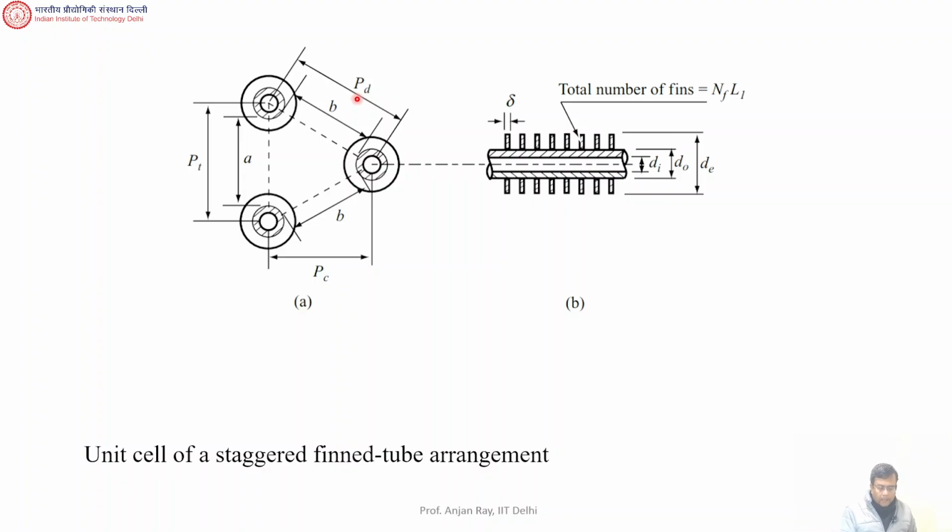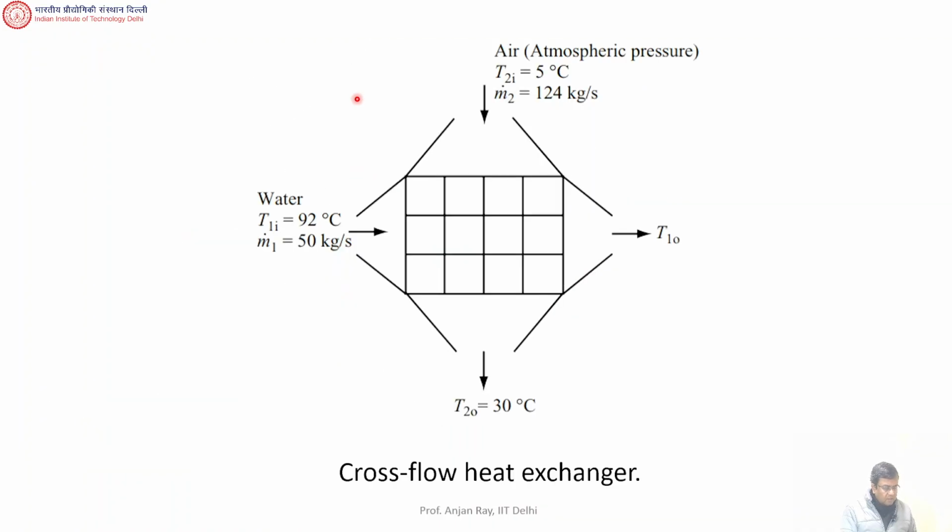Now, what are the temperatures that we know? We know these temperatures. So this is air coming at 5 degrees. Air will go out at 30 degrees. And water is coming in at 92 degrees. We don't know at what temperature the water is going to go out. Okay, we still don't know that.